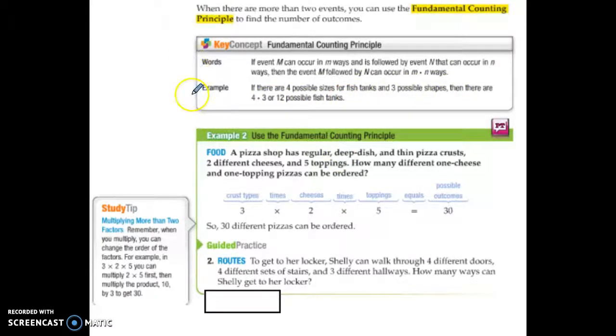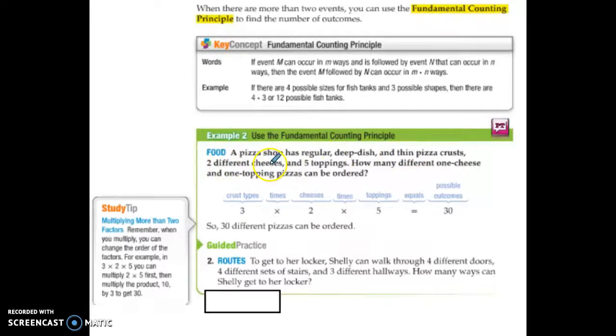All right, example 2 here. You've got a pizza shop. I did this for Subway once. I counted how many different possible subs you can get: different types of bread, different types of meat, different types of cheese, different types of sauces, different types of toppings. There's a huge number because you have to multiply all those possibilities together. For here, we'll keep it simple. A pizza shop has a regular, a deep dish, and thin crust.